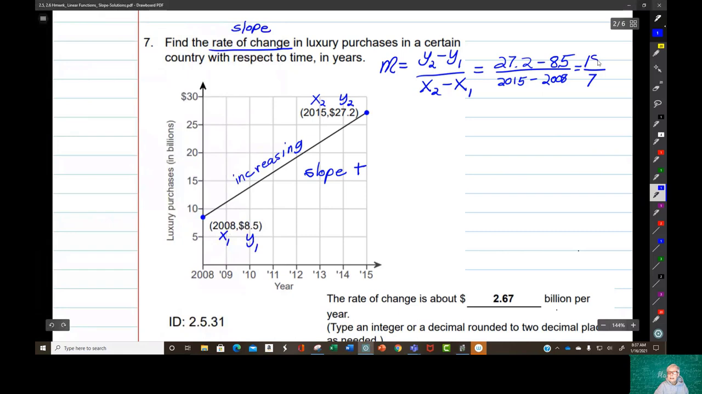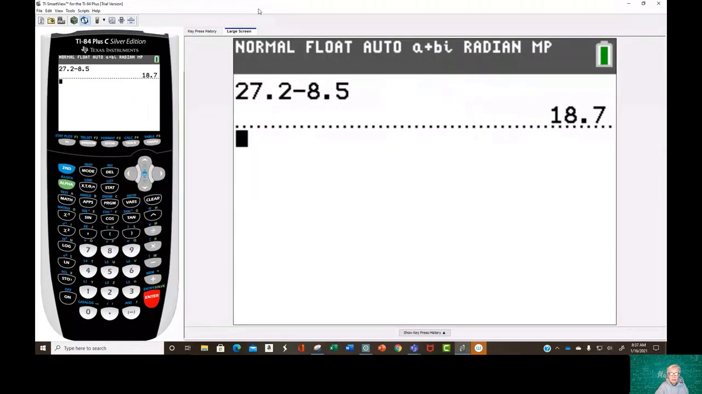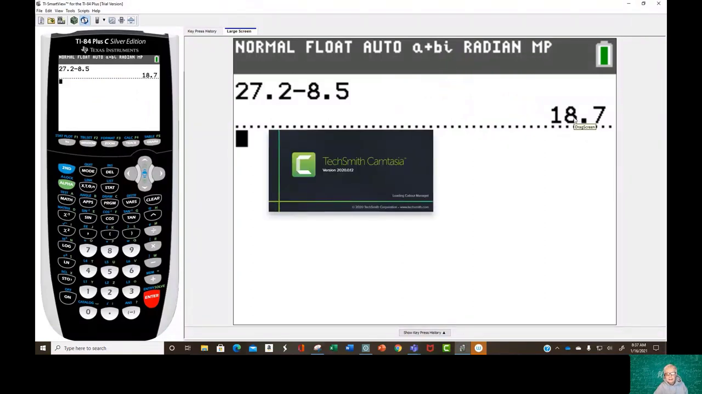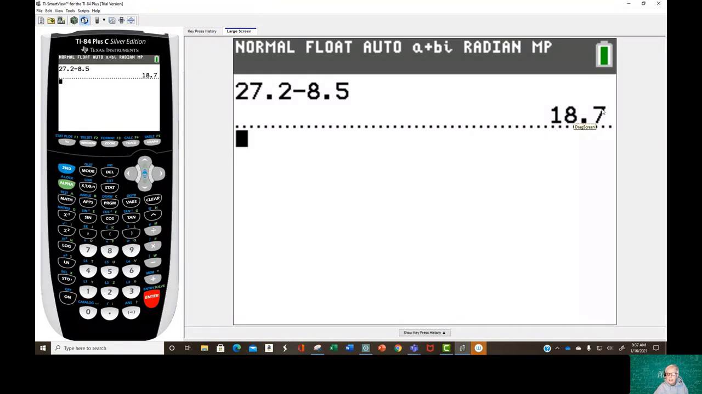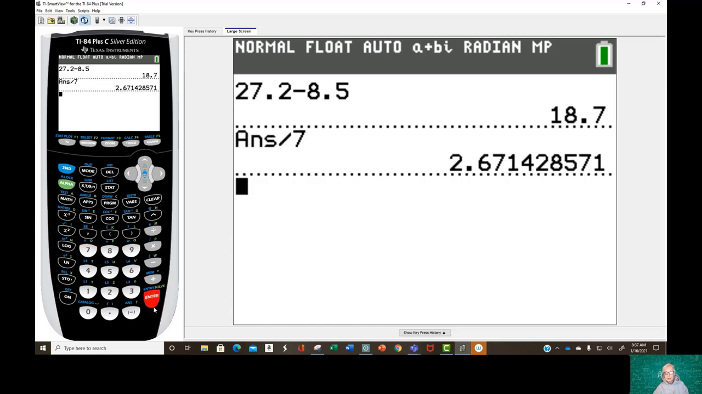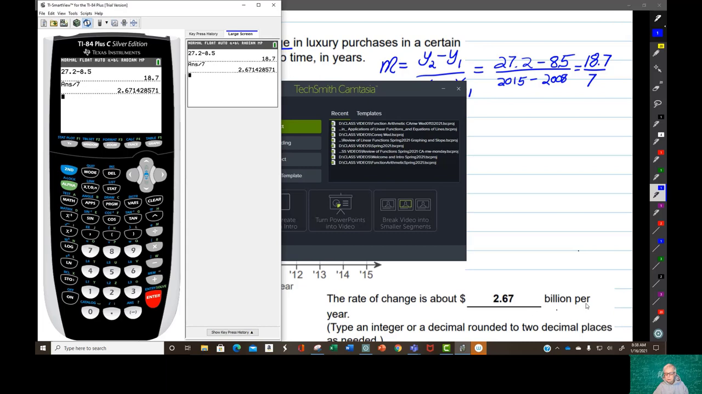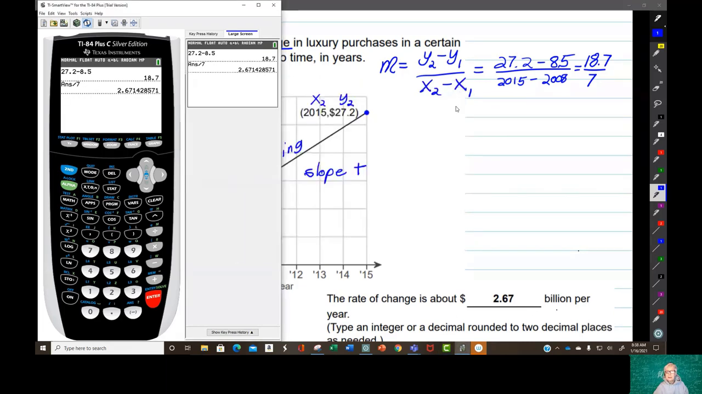So I'll have 18.7 over 7. So I'm going to divide 18.7. I accidentally hit another program. I have 18.7 and I'm going to divide by 7. Because 18.7 is already in the memory, I'll just divide by 7, enter. And this is my answer in a decimal. Now, let's see if they want me to change to a percent. And no, they don't. Because we're talking about billions of dollars a year.